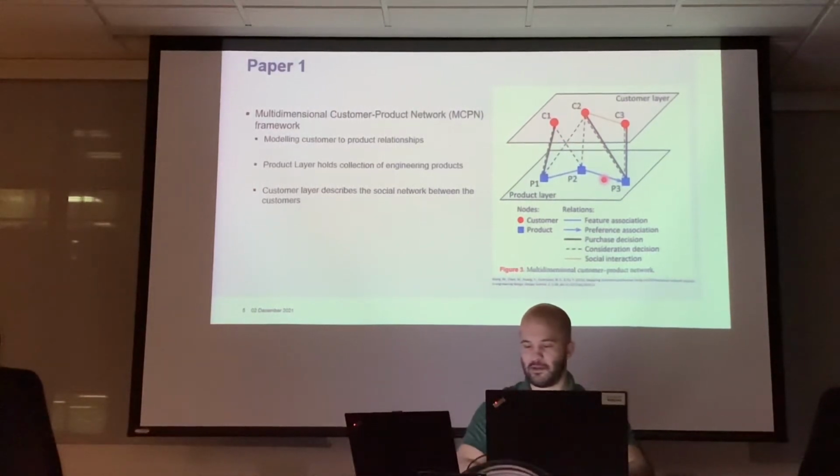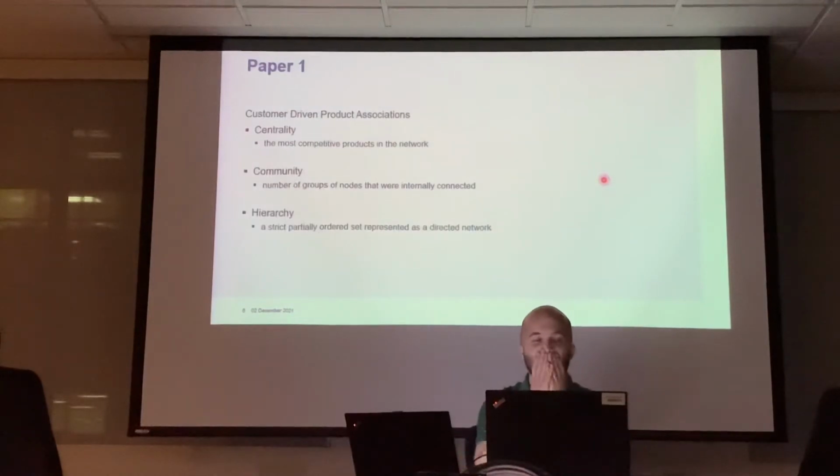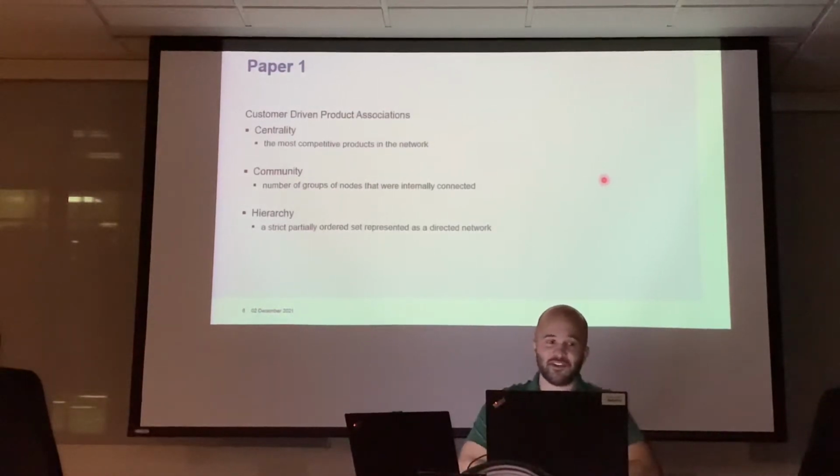Now, 3 features are used to analyze the customer-driven product associations: centrality, community, and hierarchy. Centrality is basically a collection of the most competitive products in the network. Community is the number of groups of nodes that are internally connected. And a hierarchy is a strict, partially ordered set represented as a directed network.